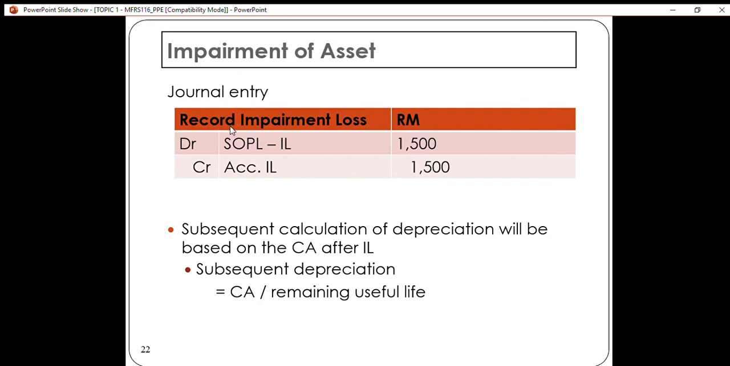This is how you record the impairment loss in the journal entry. We have to debit the profit or loss, impairment loss 1,500, and credit the accumulated impairment loss 1,500. The subsequent calculation of depreciation will be based on the carrying amount after the impairment loss, that is the recoverable amount. So the subsequent depreciation must be the recoverable amount of the asset divided by the remaining useful life of the asset.